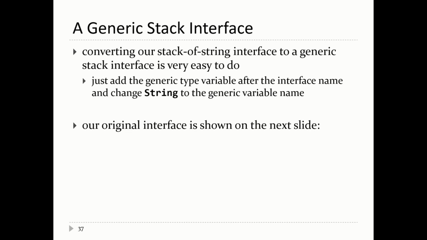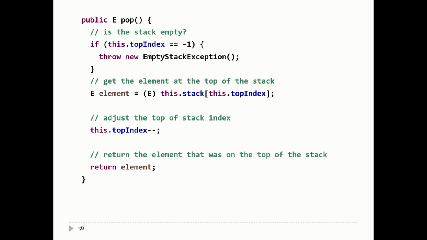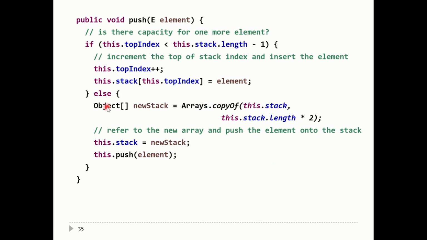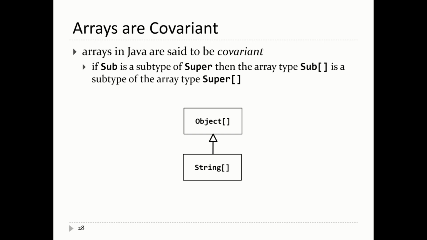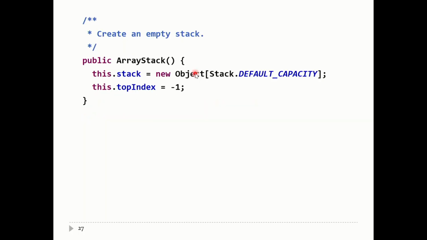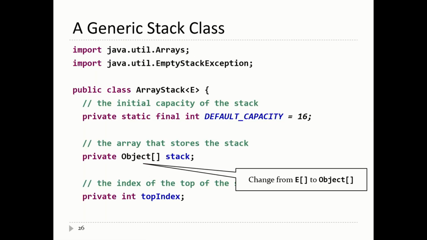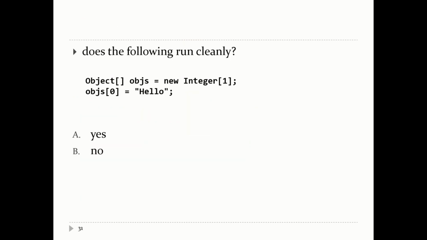And so converting that stack of int to a generic stack was almost trivial. One change, second change, one change. I guess that's technically a change up here. And one change here, and one change there, and add the generic type there. So it's very easy to convert a non-generic class into a generic one in many cases. Not every case, but in many cases it is.